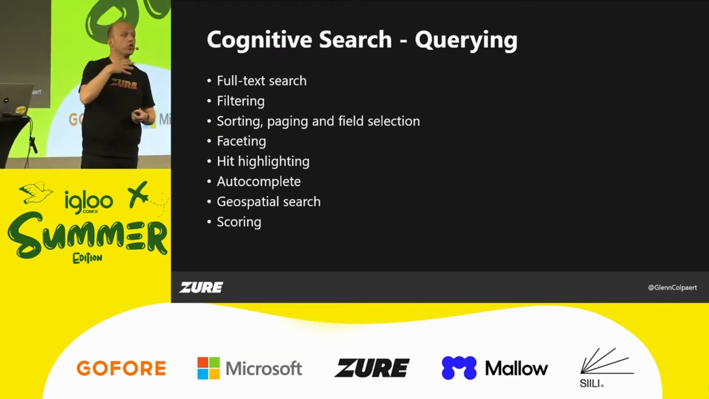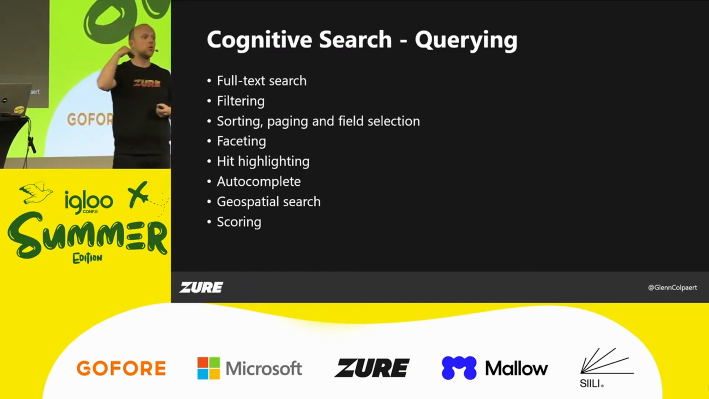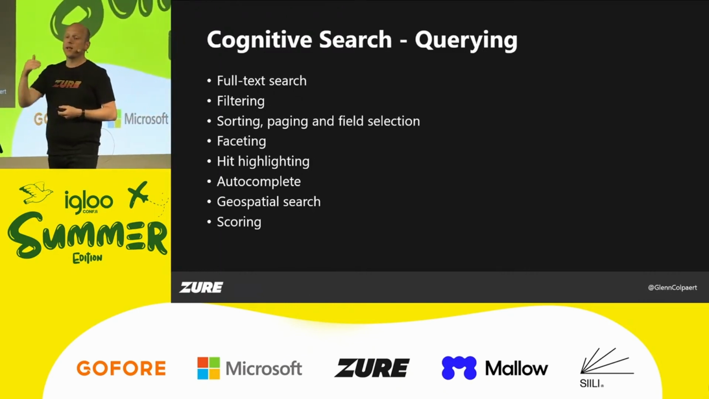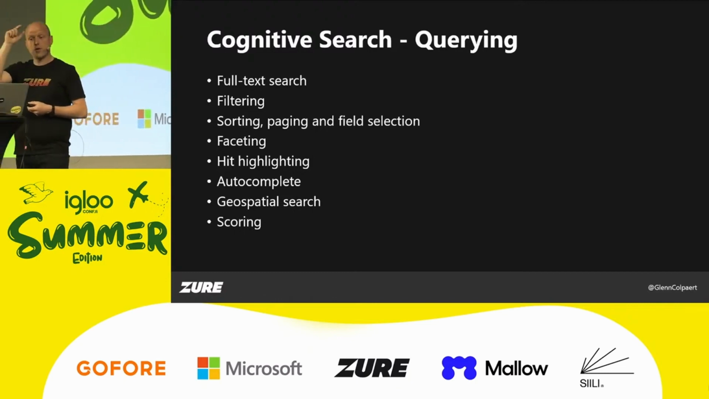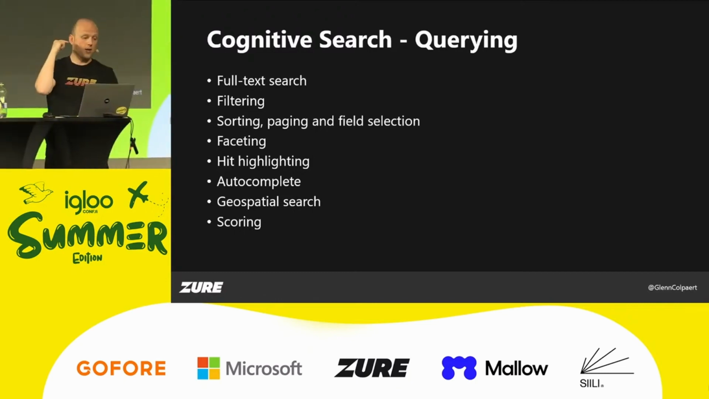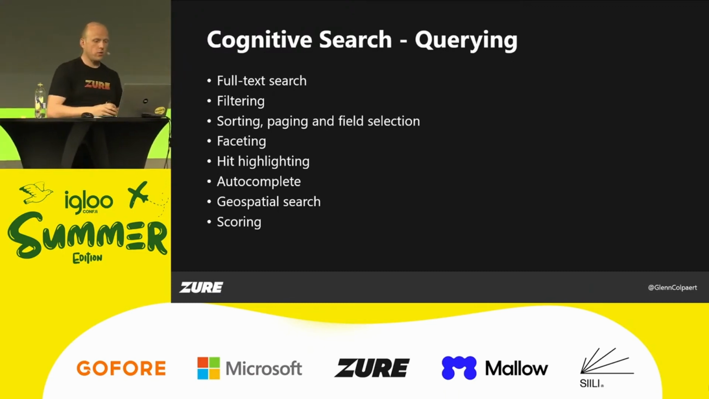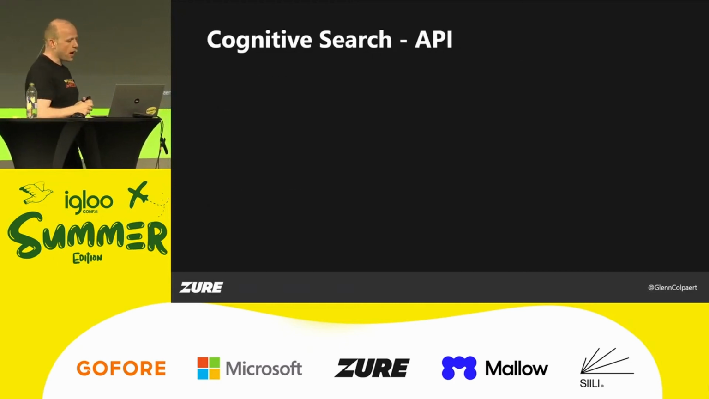It gives you a certain scoring. So if you're running a query on top of that, you get results back. And then Cognitive Search will give you a scoring on that result, so you know how close you are with the things that you want to do. So how does this work?